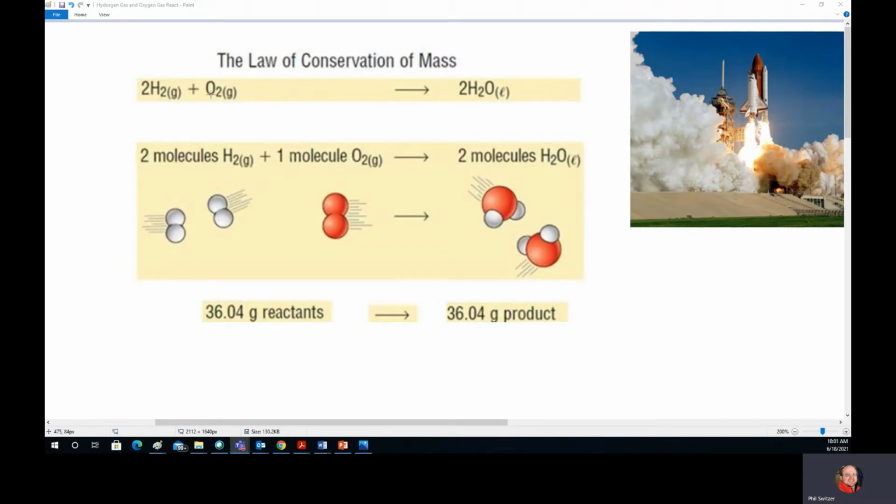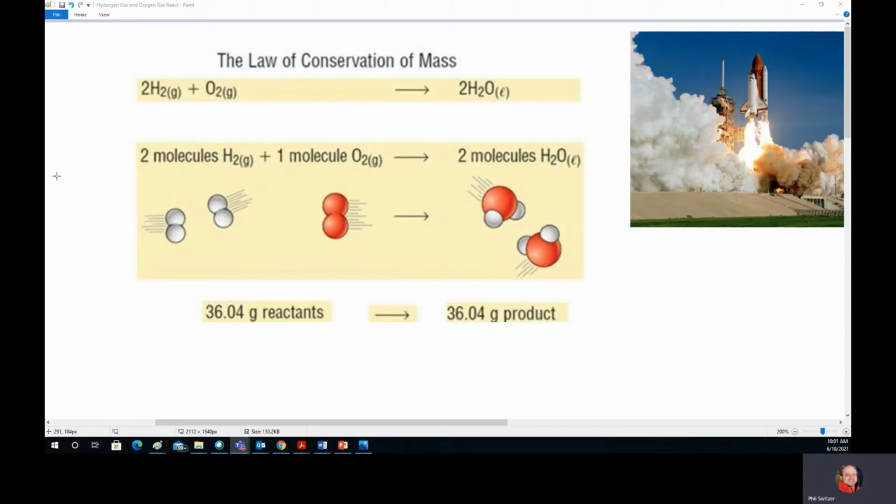Mass is conserved. Whatever mass is on the reactant side has to equal and be the same as the mass on the product side. Of course, it's changed form. This is hydrogen gas and oxygen gas becoming water, but it's still hydrogen atoms and oxygen atoms. And notice that the number of atoms on the left side equals the number of atoms on the right side. This reaction is incredibly violent and releases an immense amount of energy.